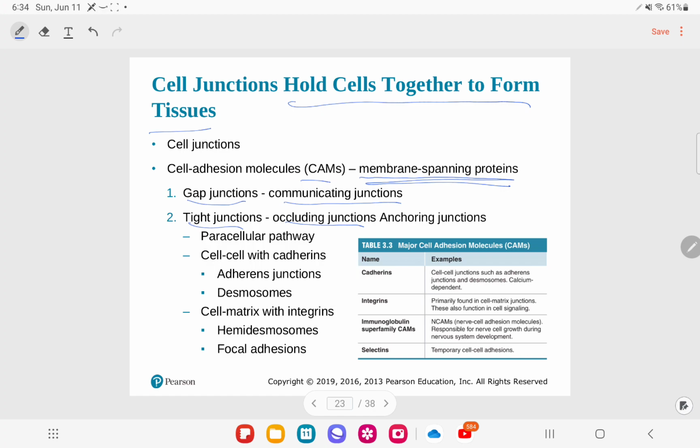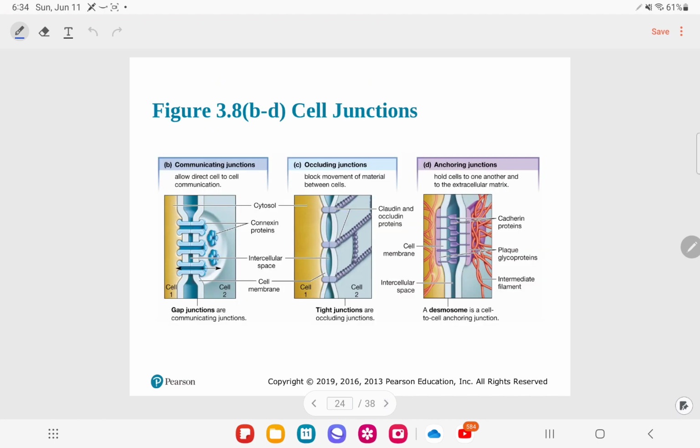So these gap junctions are going to permit material to pass from cell to cell. Tight junctions are not going to permit things to go from cell to cell, right? So those communication junctions, such as gap junctions, are going to allow direct cell-to-cell communication, right? So basically stuff can go through these pores, these little tunnels. Small ions and metabolites can go through these pores, right? Now these occluding junctions, such as tight junctions, are going to block movement of material between cells, right? So they're going to exclude stuff from moving from cell to cell.